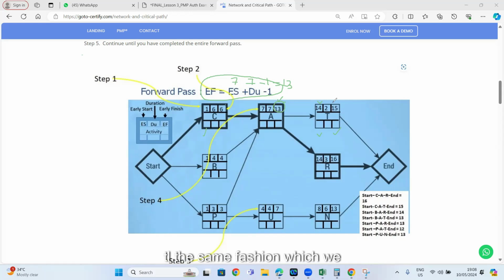In the same fashion which we just did, R is dependent on A and A is finishing on 13. So 14 will come here, and then 14 plus 3 is 17, minus 1, 16 will come. Done. Now let's come to P. P will start on day 1 and it has 3 days to go. It will finish on 1 plus 3, which is 4, minus 1, at the end of day 3.